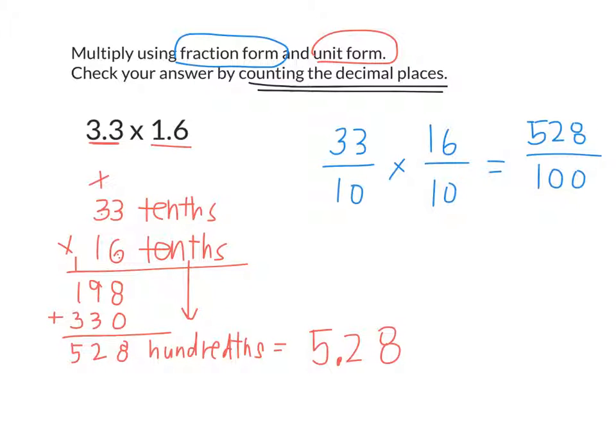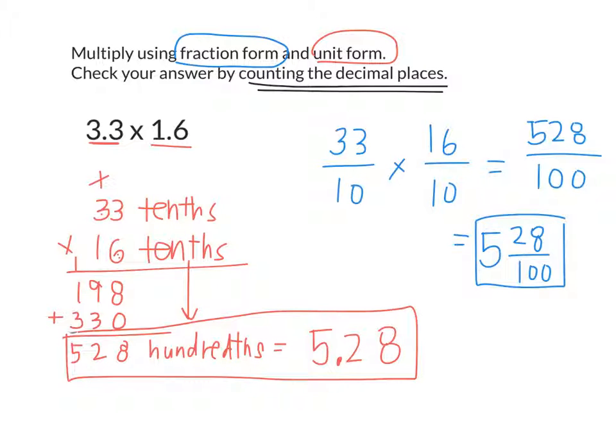How many hundredths does it take to make one whole? 100. How many hundredths do I have in 528? 5 hundredths. So how many wholes do I have? 5. Okay, 5. And then after I take away 500 hundredths, how many hundredths do I have left? 28 hundredths. And this is how you would write your final answer in fraction form. Actually, this entire thing is how you would write your final answer in unit form.